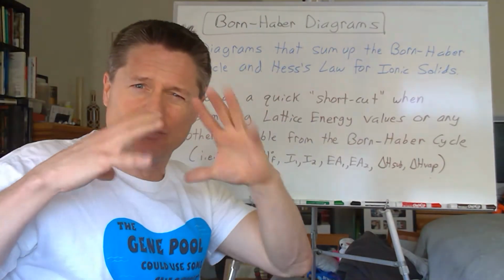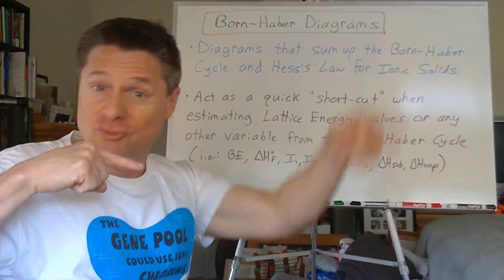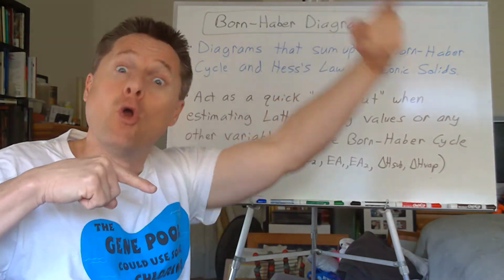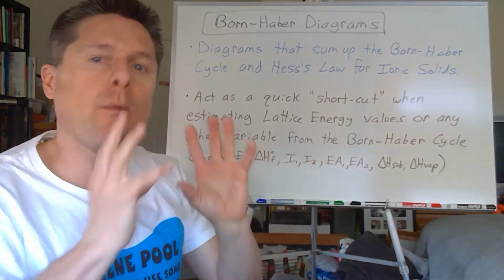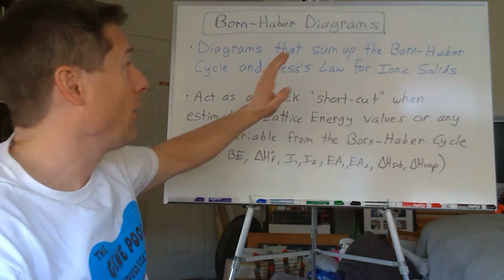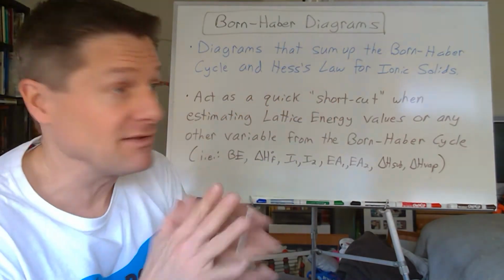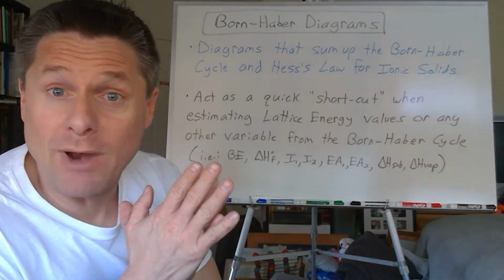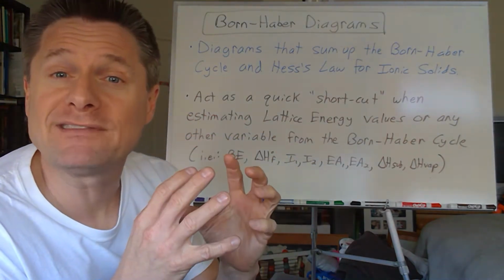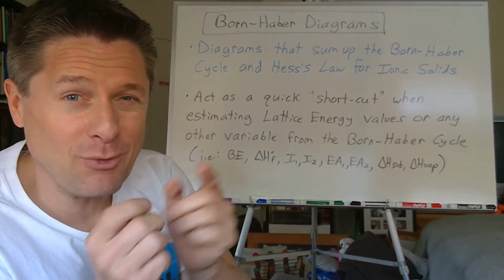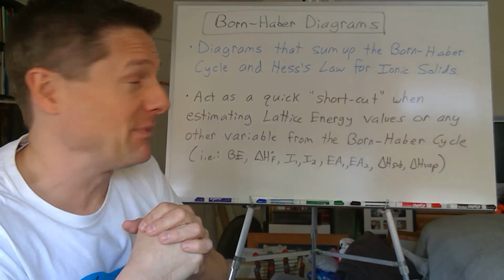I kind of showed you that in the beginning where we went path 2, the chutes and ladders thing, path 1, path 2, and they'll equal each other. We're going to do that where we're going to put the details in. It sums up the Born-Haber cycle that we did in Hess's law for ionic solids. Any ionic solid you want, right? So you just say, I want 1 mole of this ionic solid. Make sure you get the correct chemical formula for that.